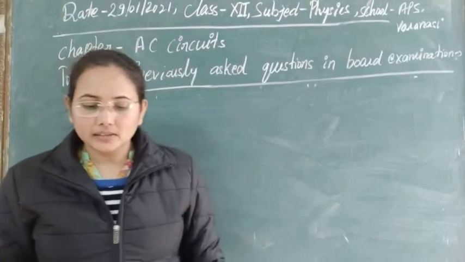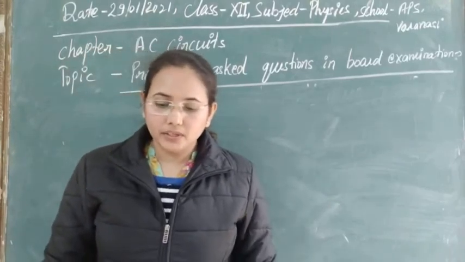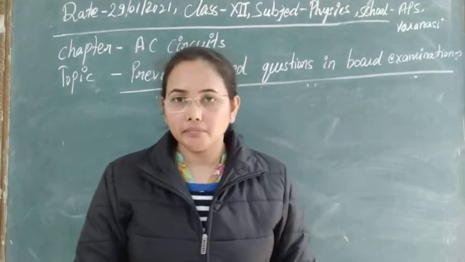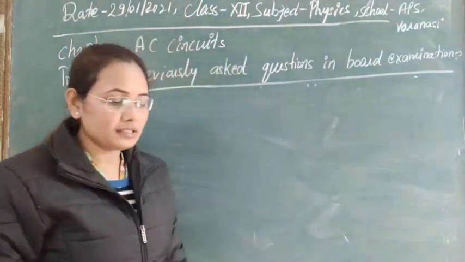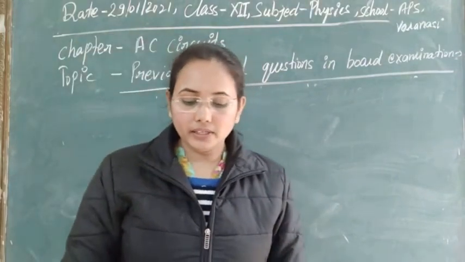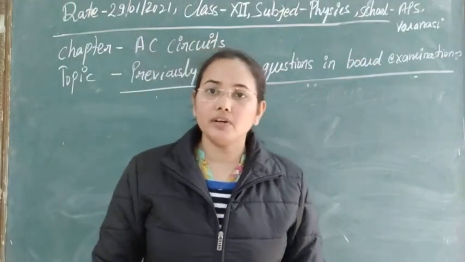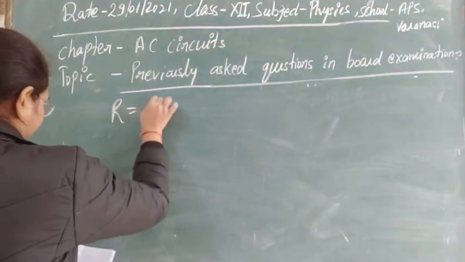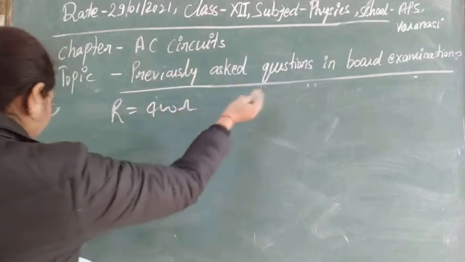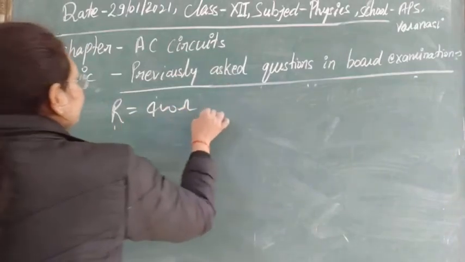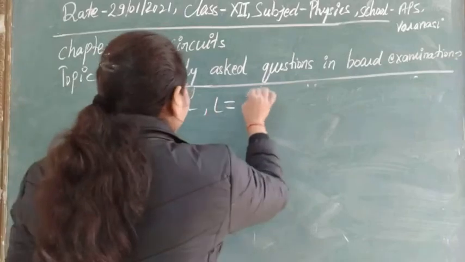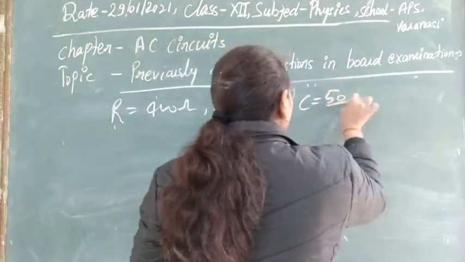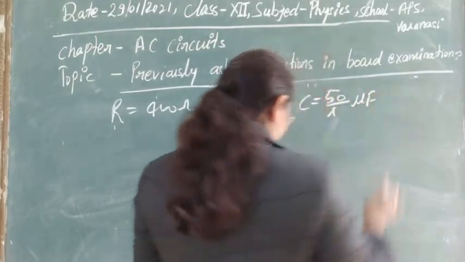So the next question is: a resistor of 400 ohm, an inductor of 5 by 5 Henry and a capacitor of 50 by 5 microfarad are connected in series across a source of alternating voltage that is given. So let's first write the data here. First, R is equal to 400 ohm. Second is the value of inductance, 5 by 5 Henry. The value of capacitance is 50 by 5 microfarad.